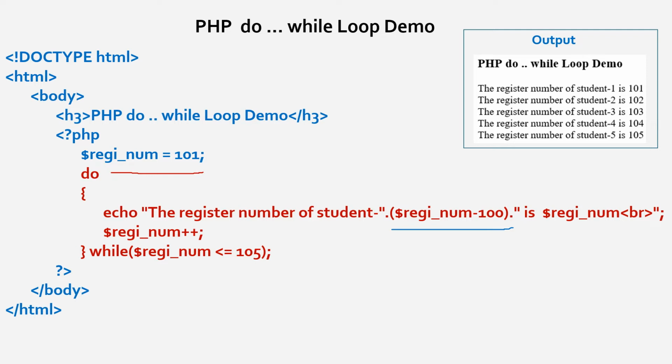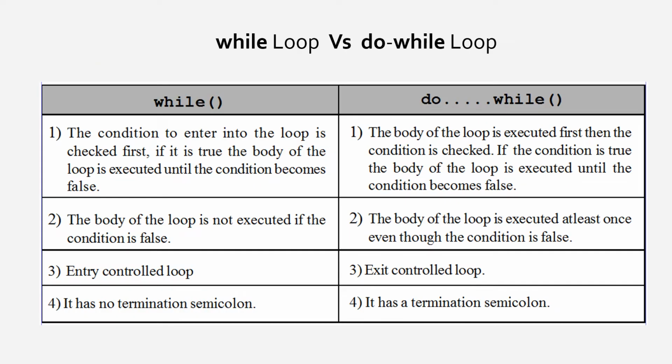Initially the value is 100, and that is incremented. Incremented means 101 is less than or equal to 105, then 102 is less than or equal to 105. That will keep on executing, and the moment the expression becomes 106, it will come out of the loop. So these are the differences between while loop and do while loop. Already we have discussed that while loop is entry controlled and this is an exit controlled loop. All other things about the semicolon and so on, you just go through this and you get an idea. You will get that comparison.